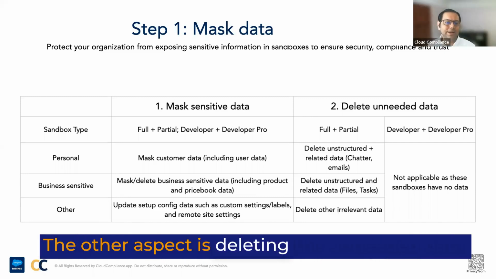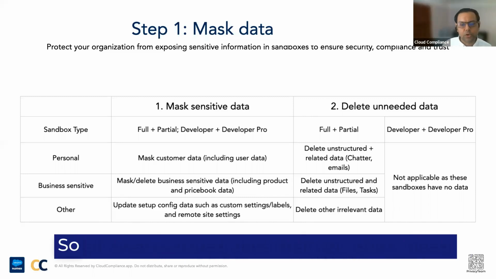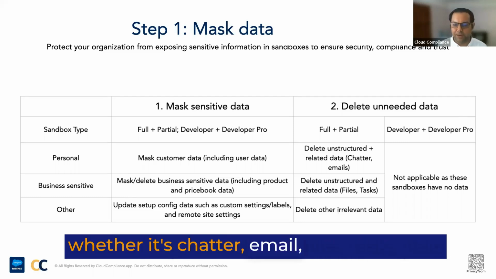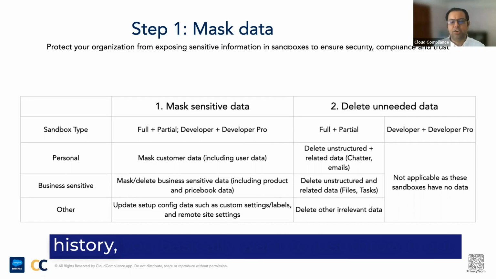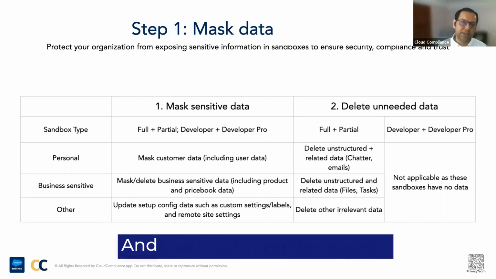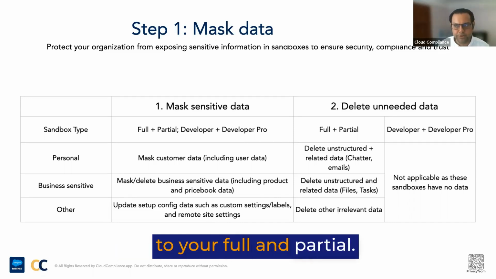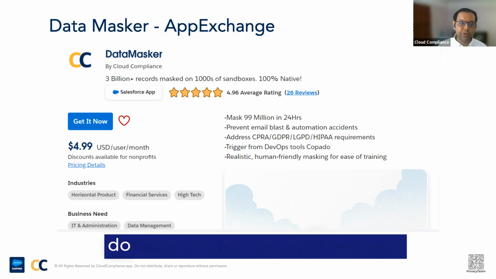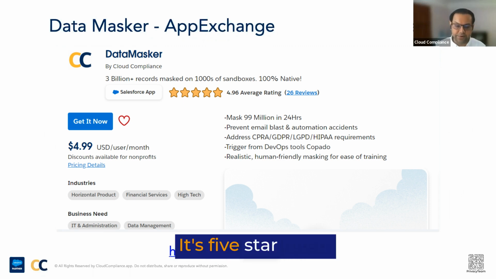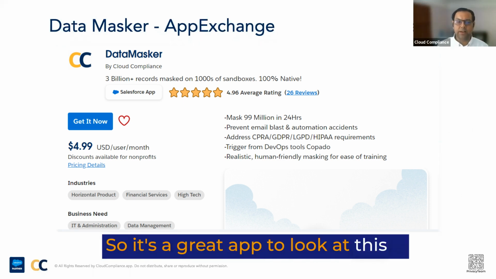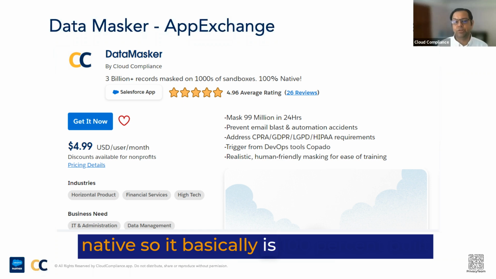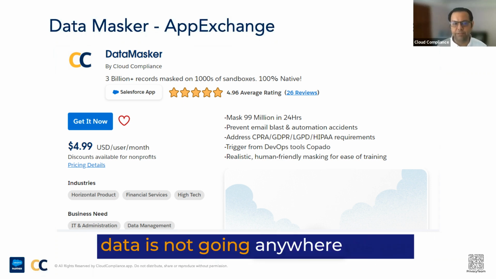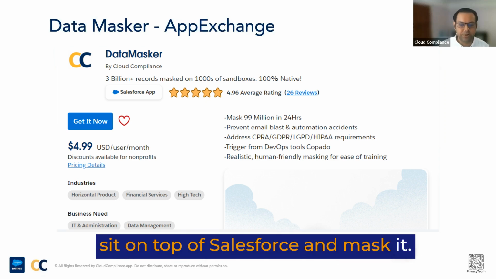So that's when it's the sensitive data. The other aspect is deleting the unneeded data. So all unstructured data that you don't need, whether it's chat or email, files, tasks, field history, you basically want to just throw it out. And that really applies directly to your full and partial. And so if that's one thing that you want to wet your feet in, we do have an app on App Exchange. It's 5-star rated. So it's a great app to look at. This is native. So it basically is 100% built on Salesforce technologies, and your data is not going anywhere. We just sit on top of Salesforce and mask it.